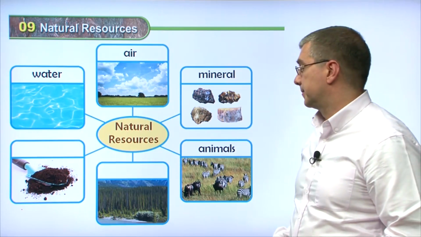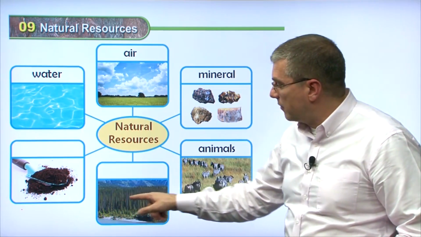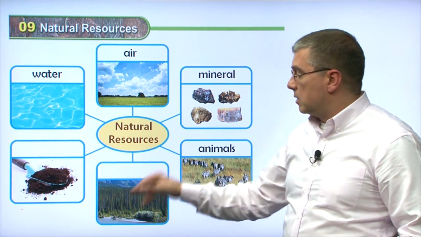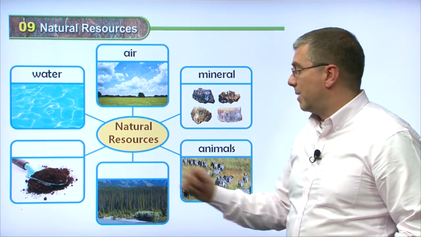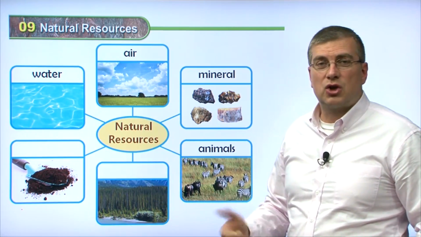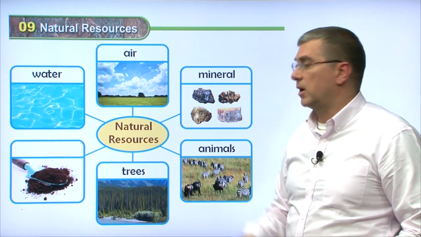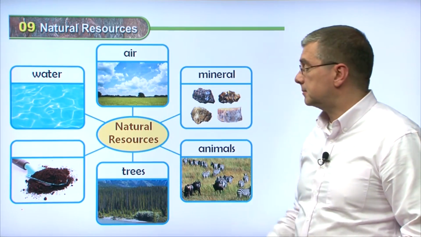Okay, over here, what we're looking at, of course, are these very, very tall plants that are growing in a forest. We use their material as wood, right, to make paper, furniture, parts of our houses. We call those, of course, trees. Trees are a very important natural resource. We use them for their wood.